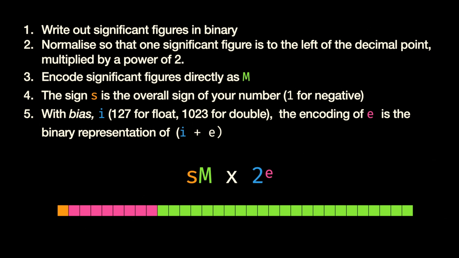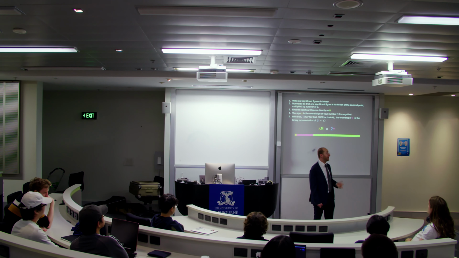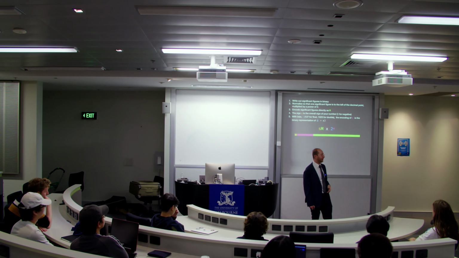We're going to want to have one number, then the decimal point, then the rest of the significant figures, times 2 to the power of whatever. You want to encode the significant figures directly as the mantissa, put the overall sign of the number in the sign bit, and then, this is what Rex was asking about, for the exponent, we're going to have a special encoding scheme that we use to determine whether the exponent is positive or negative.